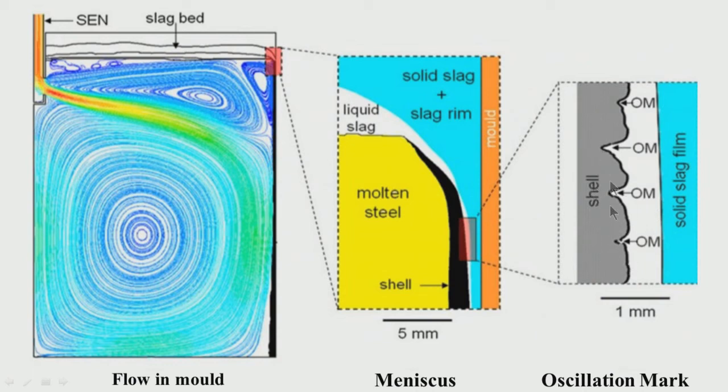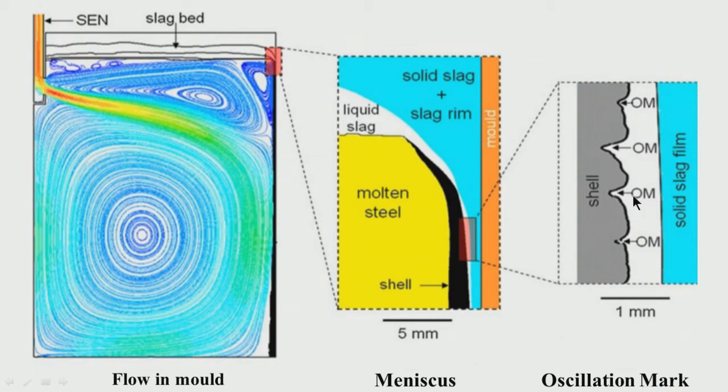The surface of the solid shell, as I have told, we have lot of oscillation marks. Now, what are the depth of these oscillation marks? That will determine whether the surface is good or bad. There will always be oscillation marks, since there is mold oscillation during continuous casting. But the question is whether they are deep or not. I will come to it. What determines the depth of the oscillation marks?